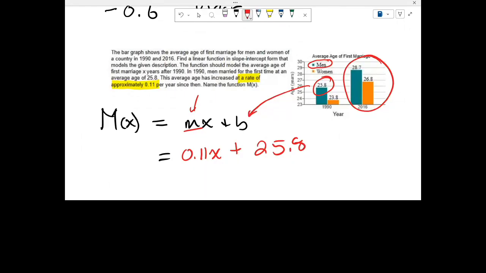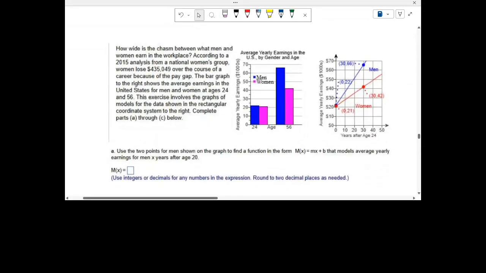Let's take a look. I think we got one more to do. All right, let's see if we can figure this thing out. How wide is the chasm between what men and women earn in the workplace? According to a 2015 analysis from a national women's group, women lose $435,049 over the course of a career because of the pay gap. Isn't that crazy? Like I'm looking at y'all here. Today, you're the only guy in the room, right? Well, besides me. But this affects you guys, right? For whatever reason, we have this.